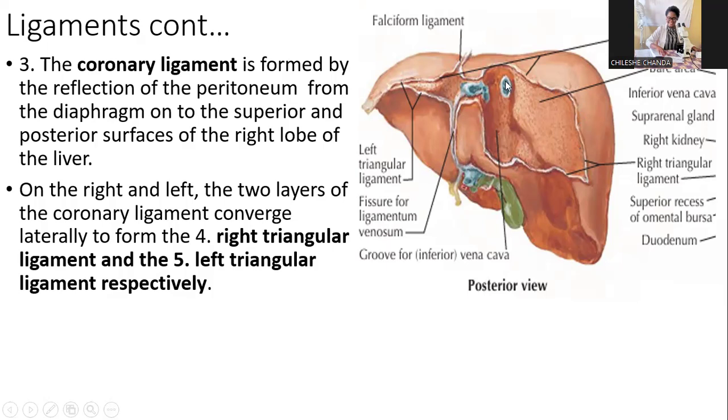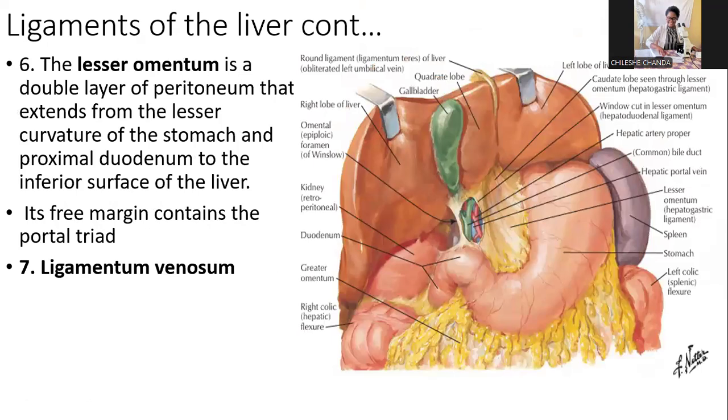Now, this coronary ligament on both sides, on the left and the right side, from the inferior aspect and the superior aspect, they meet. And once they meet, they form two ligaments, the left triangular ligament and the right triangular ligament. Those are some of the ligaments of the liver.